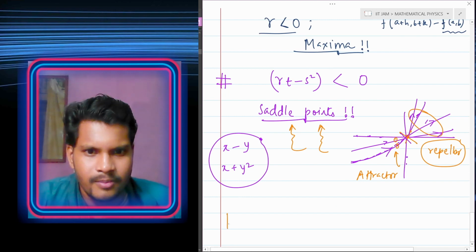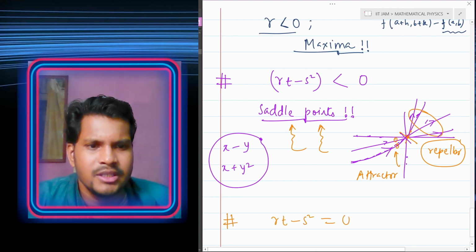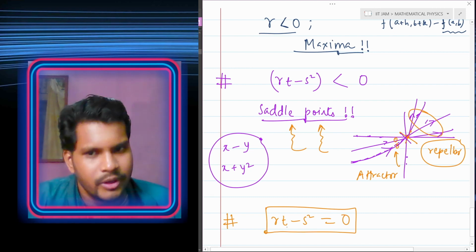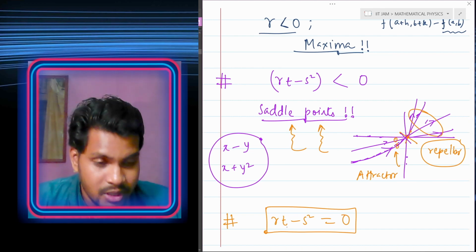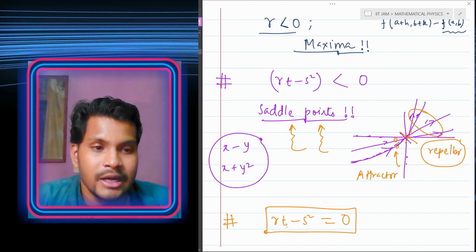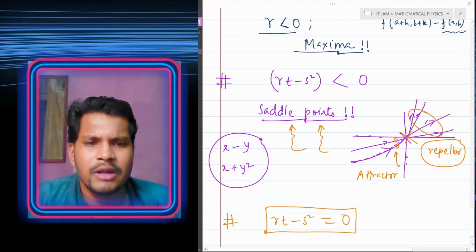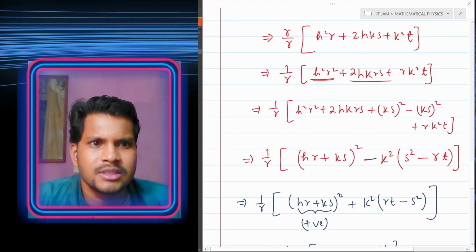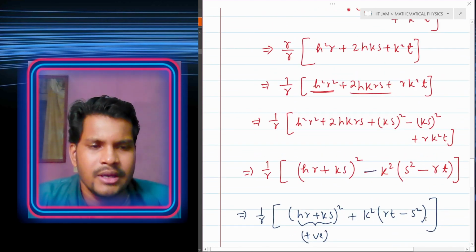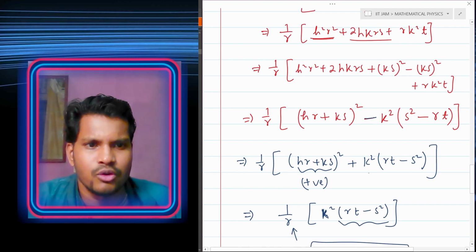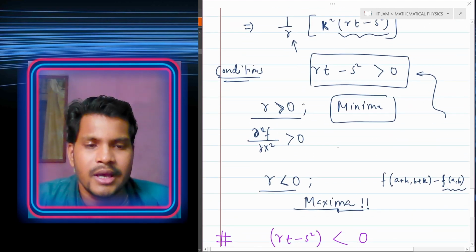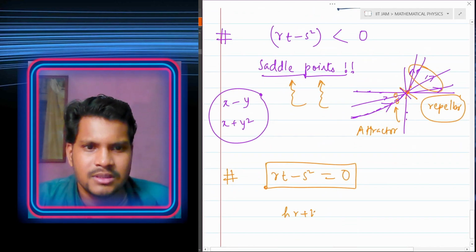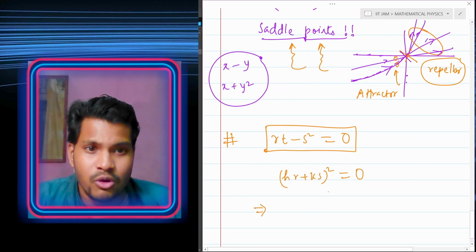On the other hand, if you get that rt minus s square is equal to 0, then we cannot comment anything about this point. We don't know what will happen to it, and therefore we need to reassess things or understand them from a different perspective. If rt minus s square is 0, this whole quantity will vanish, and you will be left with hr plus ks whole square. This will also become 0. So when this happens, we don't know anything about it.